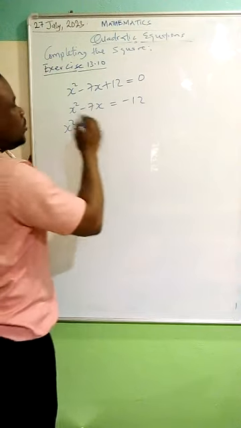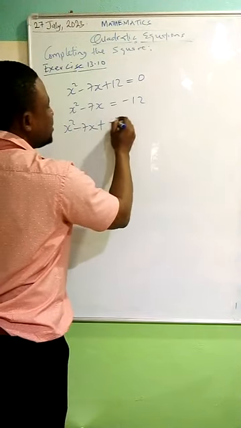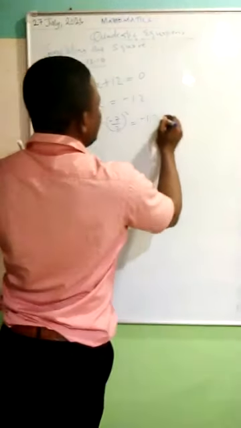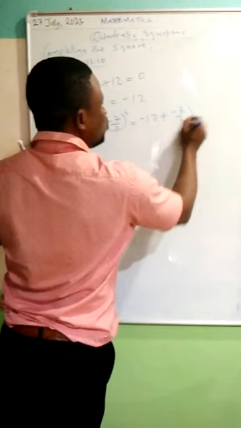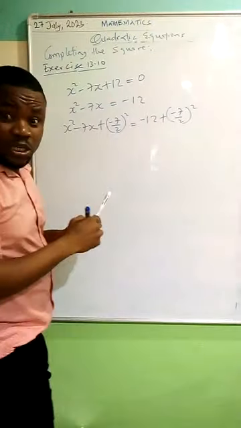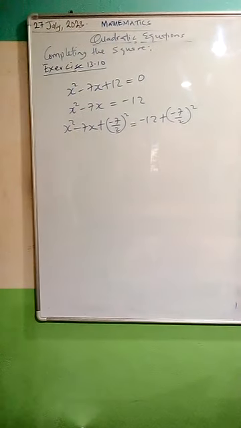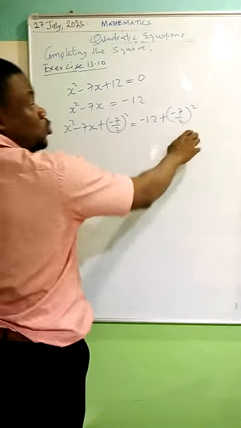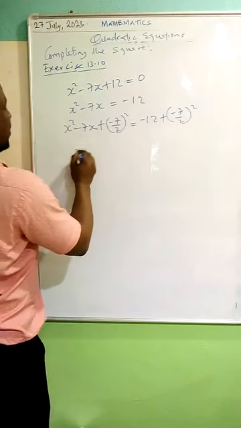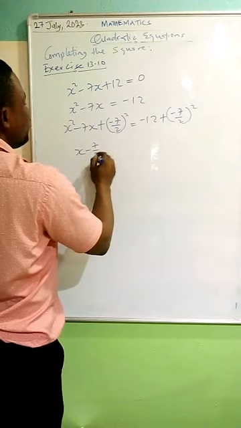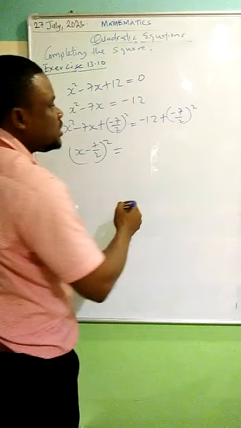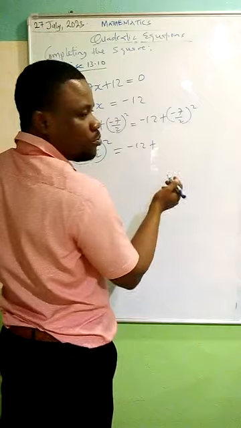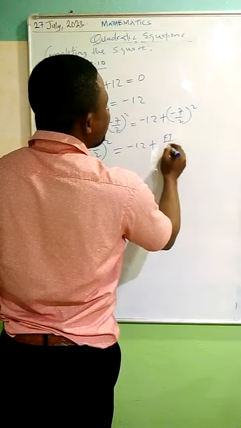I want to complete this square now. So what am I adding? I'm adding minus 7 over 2 squared, giving minus 12 plus minus 7 over 2 squared. Whatever you do to one side, you do to the other side. So we're adding this to complete the square, and whatever we do to one side, we do to the other side. So I end up getting x minus 7 over 2 all squared. Then on this side, I'll get minus 12 plus 7 times 7 is 49, so I have 49 over 4 on the other side.